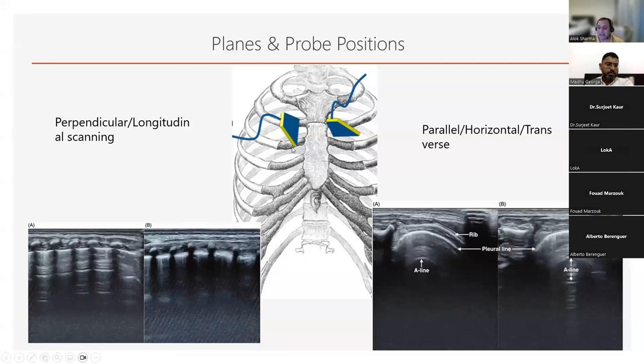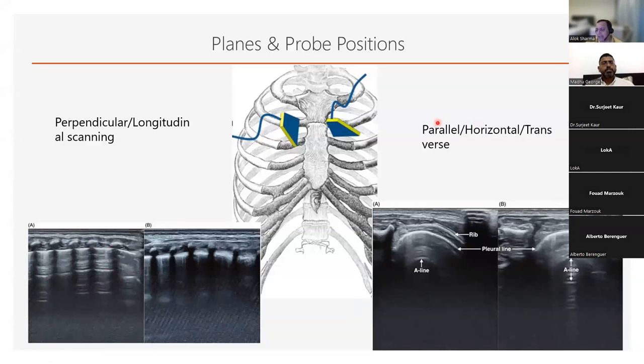Perpendicular scanning is the standard anterolateral scanning that you do. You basically scan perpendicular to the ribs. And what it gives you is this classical, I would say, bat wing sign: two ribs, rib acoustic shadow, and pleura. So the classical bat wing sign that you should be able to see. It will allow you to see pleura, and it will give you good depth into the lung.